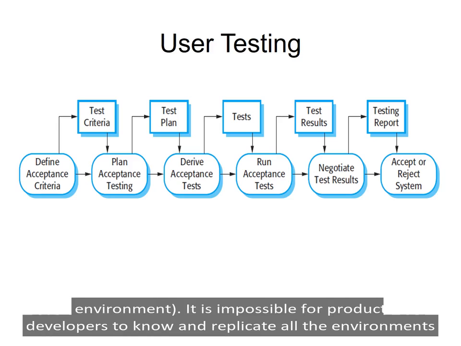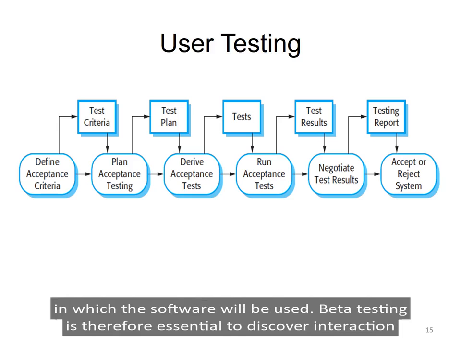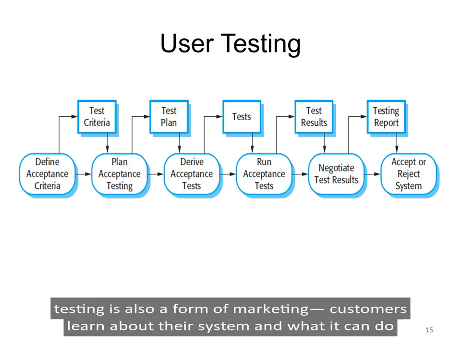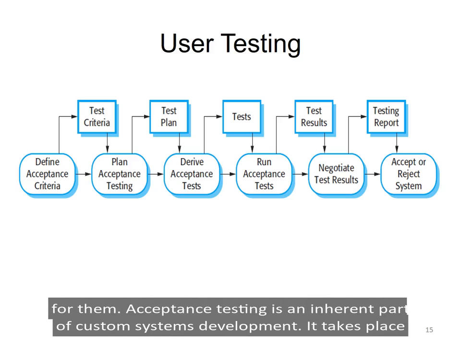It is impossible for product developers to know and replicate all the environments in which the software will be used. Beta testing is therefore essential to discover interaction problems between the software and features of the environment where it is used. Beta testing is also a form of marketing. Customers learn about their system and what it can do for them.